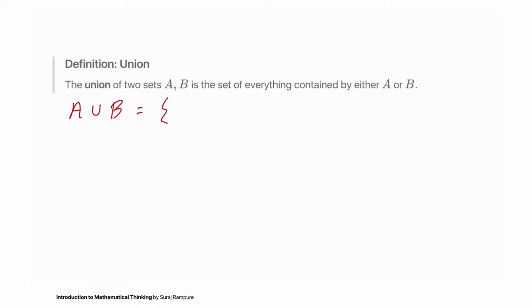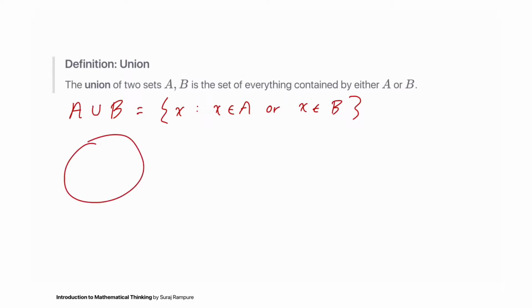And let's use set builder notation to define this. So the union of A and B contains all elements X such that X is an element of A or it's an element of B. Instead of writing or, we could also use the disjunction symbol, but we'll talk more about that when we get to propositional logic in the following lecture. So for now, I'll leave it as or.